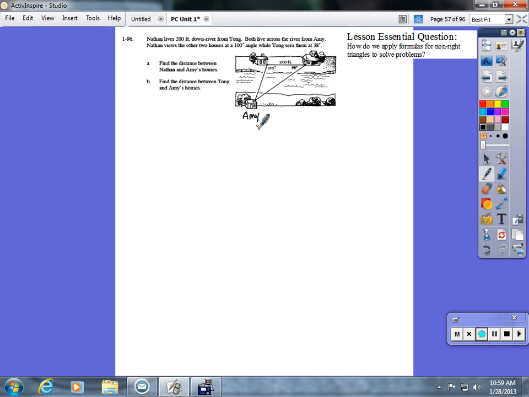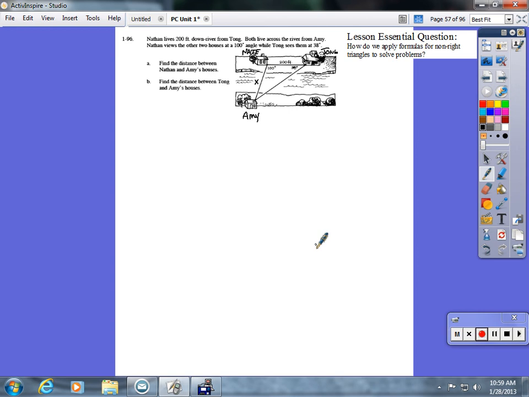Okay, it says here that Nathan views the other two houses at a 100-degree angle. So this is Nathan's house, and this is Tong's house. Find the distance between Nathan and Amy's house. So we're looking for this distance here first.